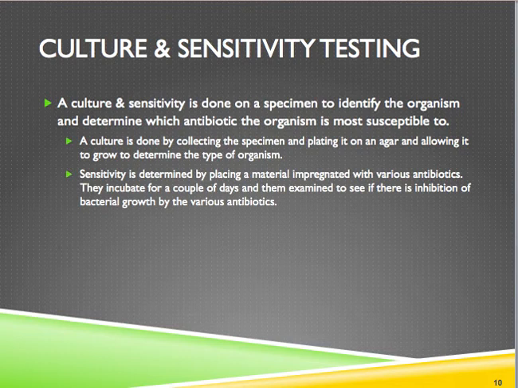The culture is done by collecting the specimen, then plating it on agar and allowing it to grow so that they can identify the type of organism or organisms. And then the sensitivity is determined because they'll take little pieces of agar or a felt that are impregnated with antibiotics, and they'll plate those around the agar where the bacteria is growing, and it takes like 2 days, and then they'll look around those little spots to see if the antibiotic inhibited the bacterial growth.